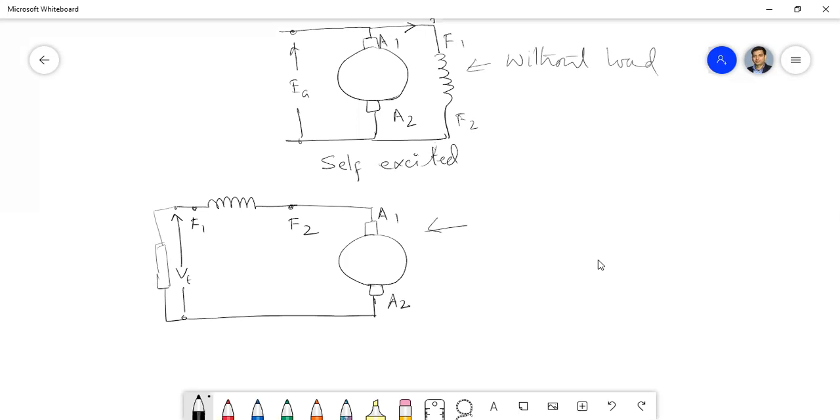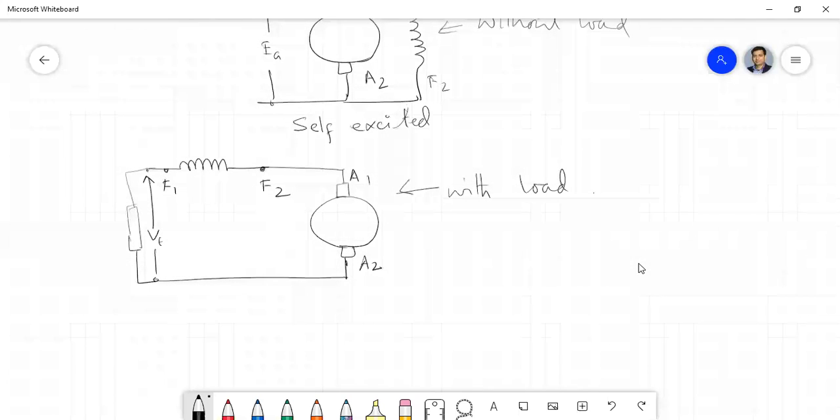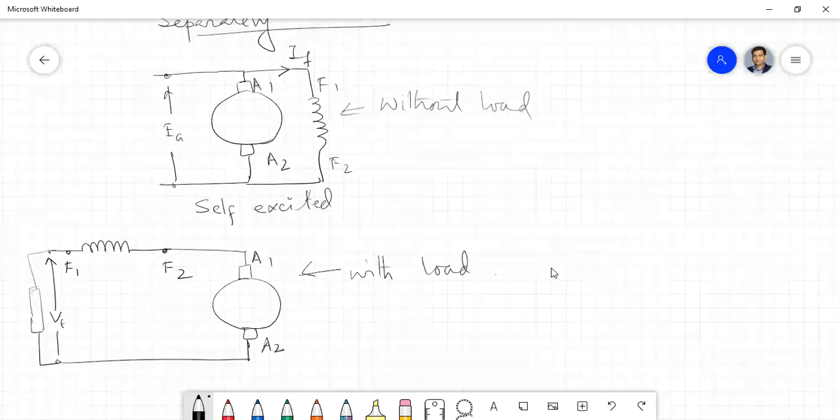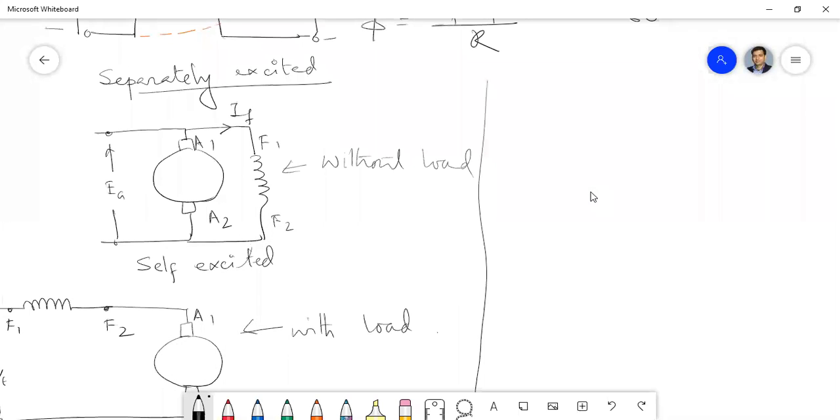Here it cannot be run without load. Only with load it can function properly, because here all these currents are in series. That means the load current, field current, armature current all will be the same, because they are all in series. I will discuss all these later, but only for this general discussion. And another thing which we will require is the voltage.